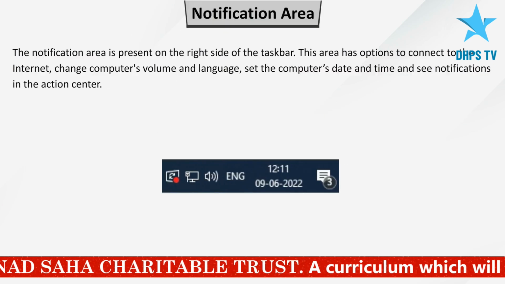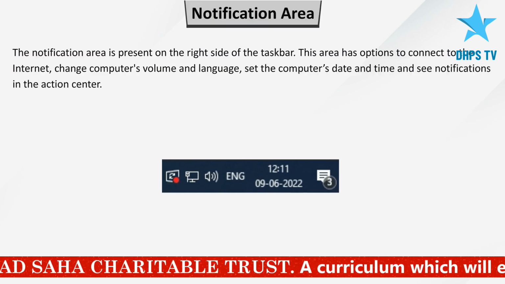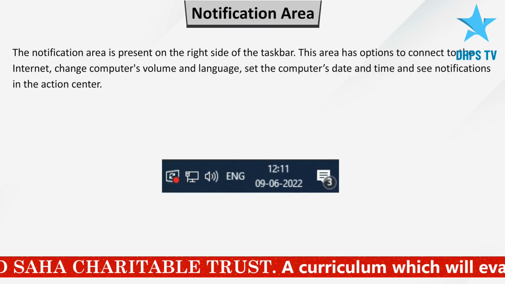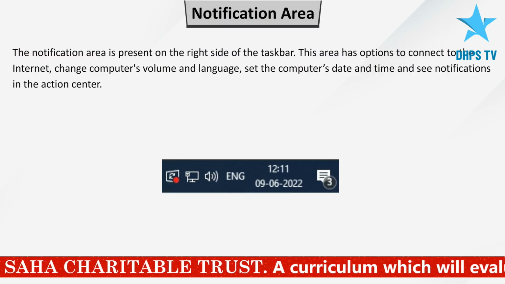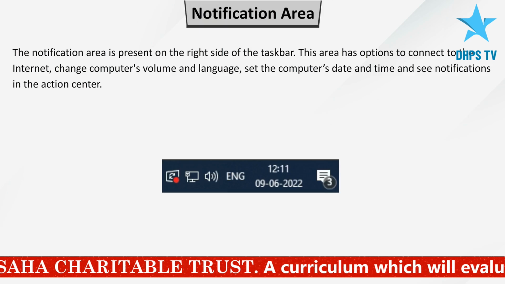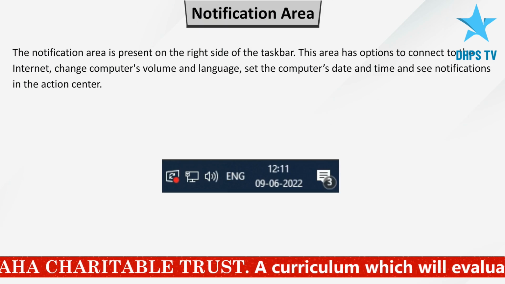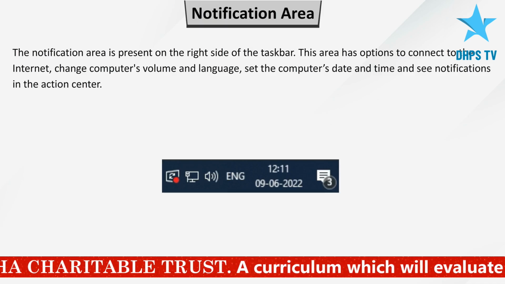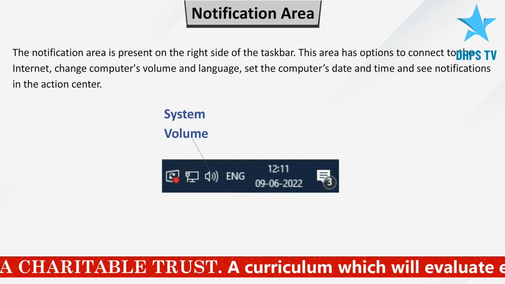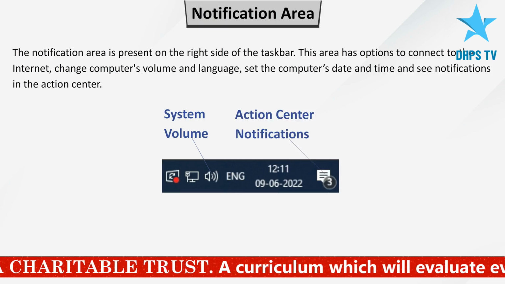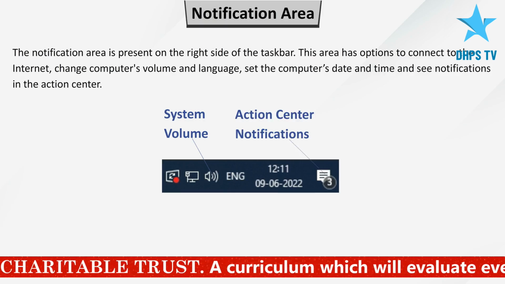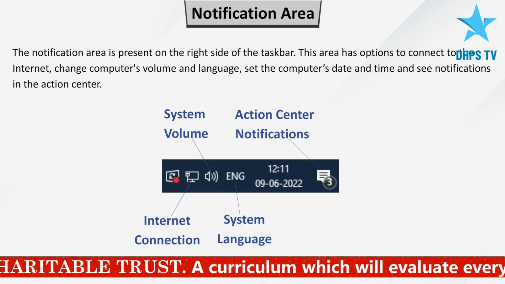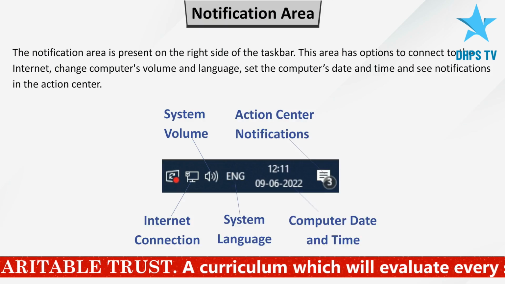Notification area. The notification area is present on the right side of the taskbar. This area has options to connect to the internet, change computer's volume and language, set the computer's date and time, and see notifications in the Action Center. System volume. Action Center notifications. Internet connection. System language. Computer date and time.